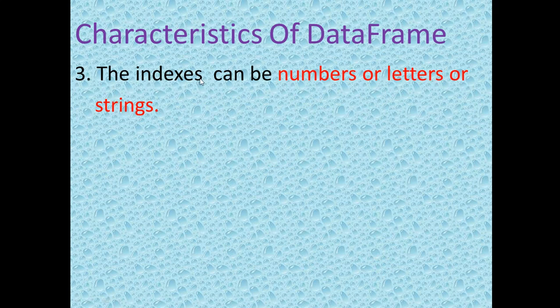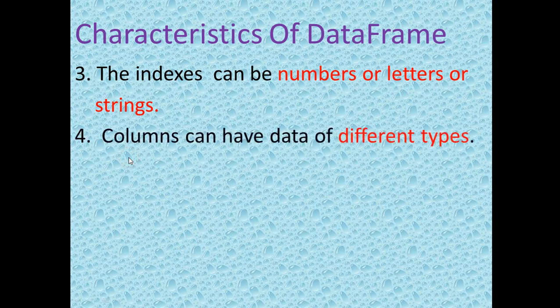Whether it will be the column or the row index, it may be numbers, it may be letters, or it may be strings. It doesn't mean that, as in an array type of structure, when you create the array, the indexes always start by default with 0, 1, 2, that means numbers. It is not like that. Data frame indexes can be numbers, letters, or strings. Next, columns can have data of different types.